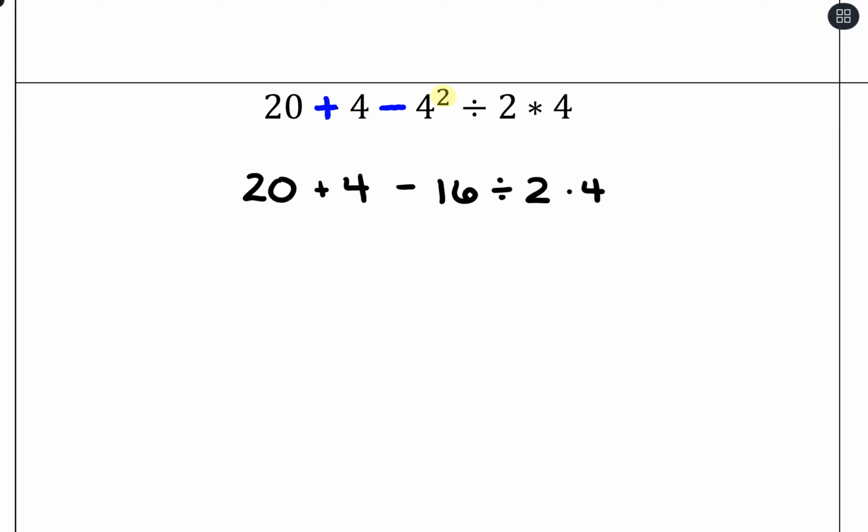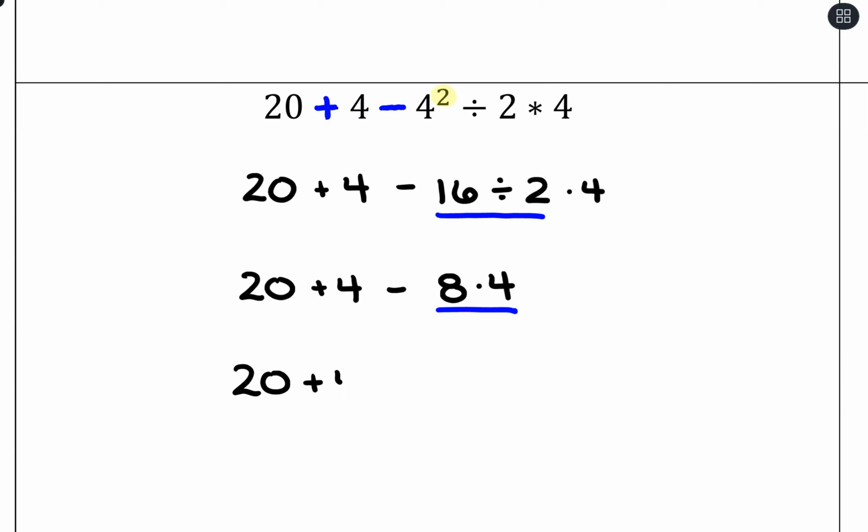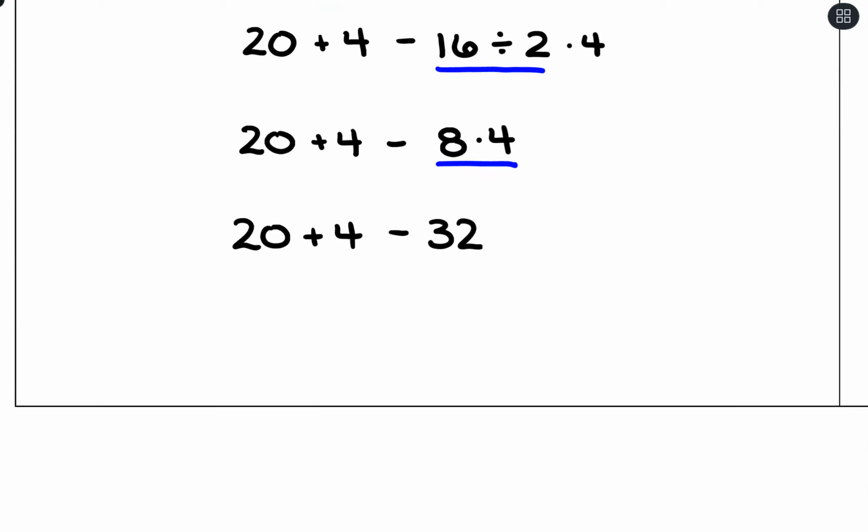Multiplication, division at the same time, reading from left to right. We'll take care of that 16 divided by 2 first, which is 8. Minus 8 times 4. And then we still have multiplication to do. So we'll have that 20 plus 4 minus 32. So then reading from left to right, 24 minus 32 for a negative 8.